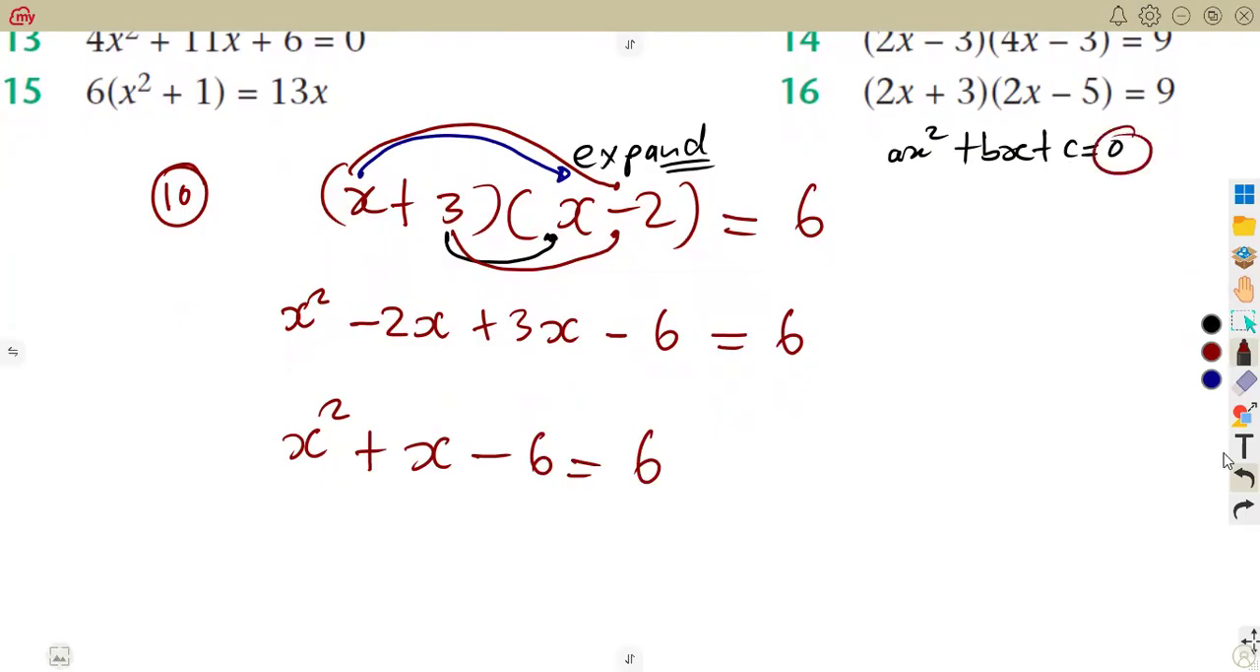Remember, we need a 0 there on one side of the equation. So what are you going to do? Take the 6 to the other side of the equation. It will be a minus 6 there. So that will be x squared plus x minus 6 minus 6. That's a minus 12, which is equal to 0.